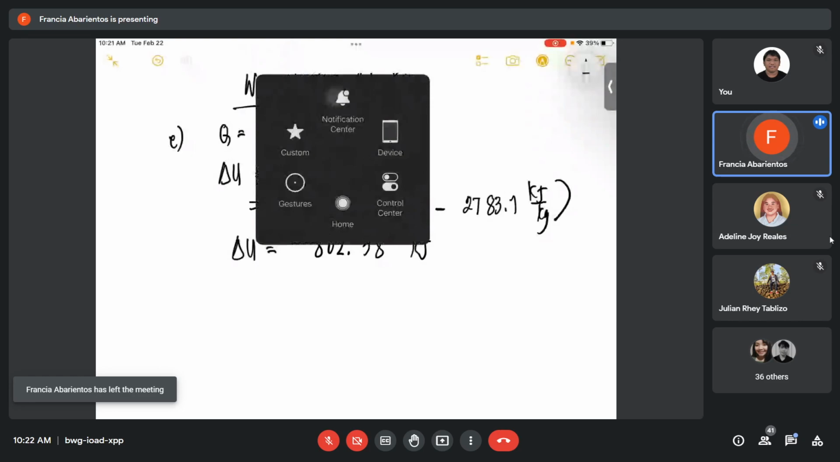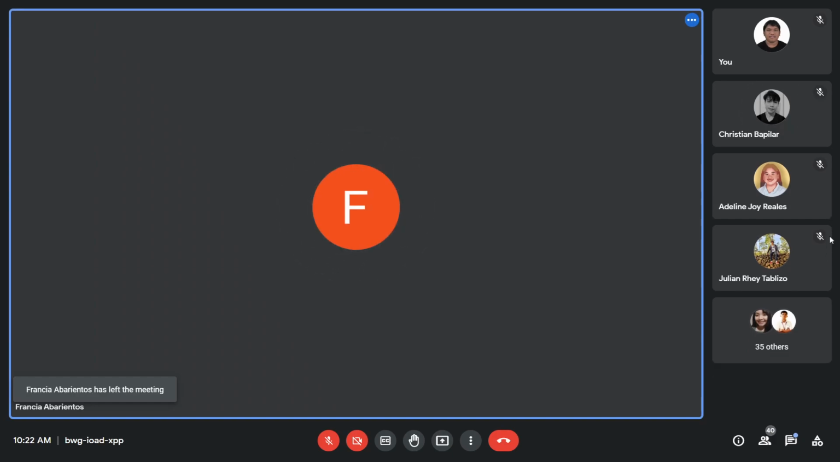So mahaba-haba class in solving the process, mahaba-haba yun class. So nakuha na natin from letter A to E. So nakukuha na natin yung processes. Okay? So, ayan, ayaw mag-connect class, so I'm using my data. So, that is the polytropic process. Okay? So, that is one example.